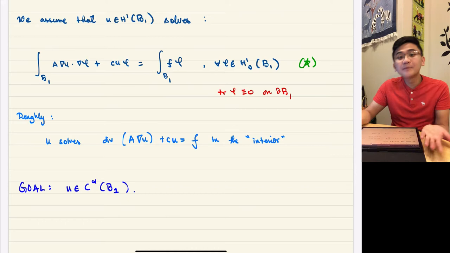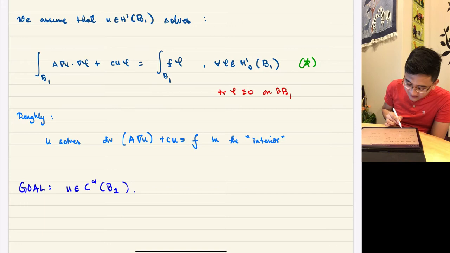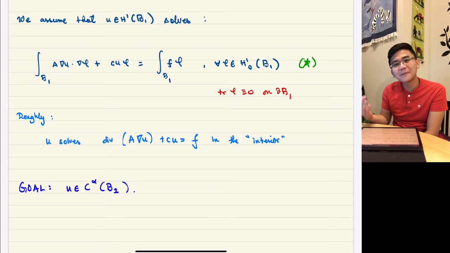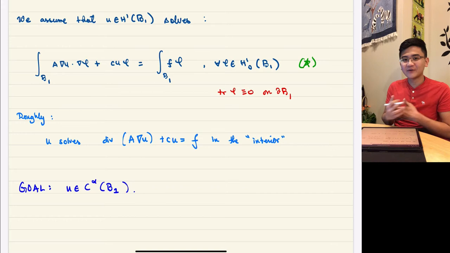Okay, and note that Hölder continuous functions aren't necessarily very nice because, for example, the Weierstrass function, which is nowhere differentiable, is Hölder continuous. So it's nice because it's continuous and you can quantify the continuity, but not nice per se. We need something stronger.